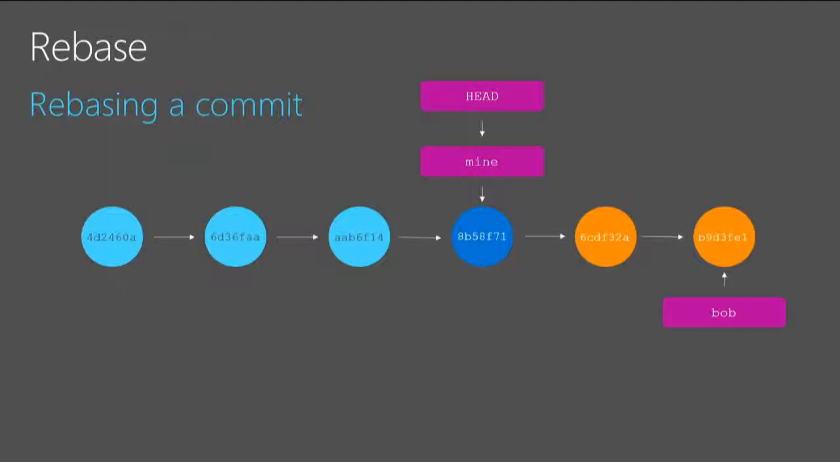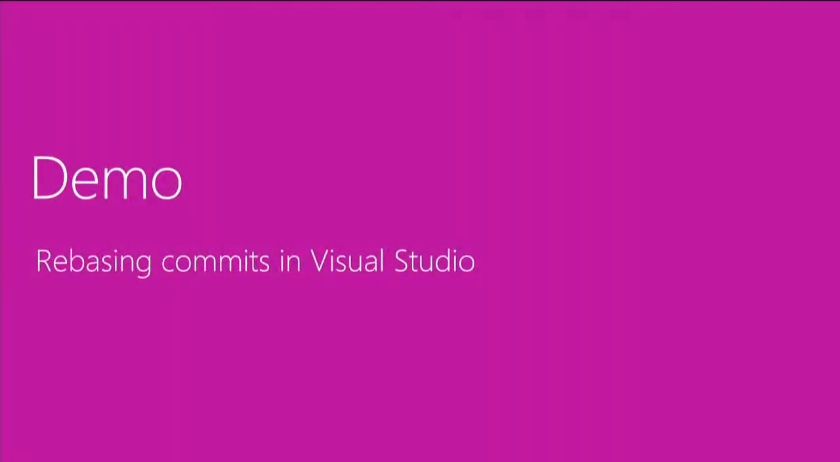One of them is squashing the commits. I could turn Bob's 2 changes into 1 in the graph if I wanted to. We don't actually support that in Visual Studio, but we do support some rebase functionality in Visual Studio 2015. This is actually one of the most asked for pieces of functionality in our Git support, aside from the graph view.